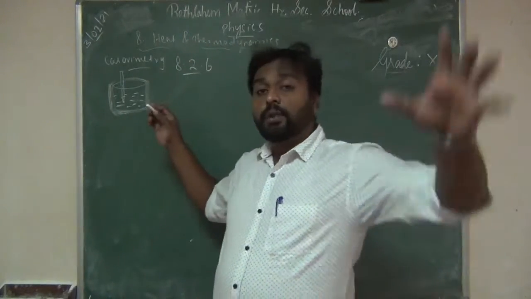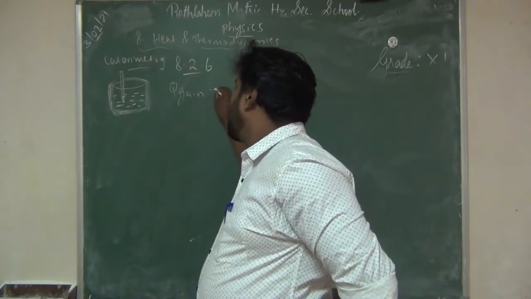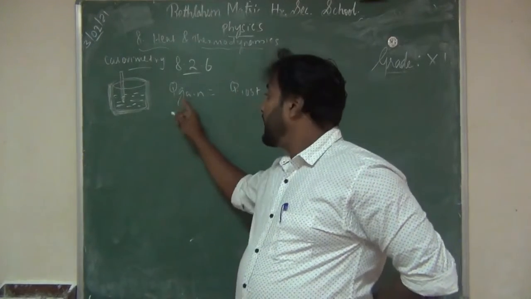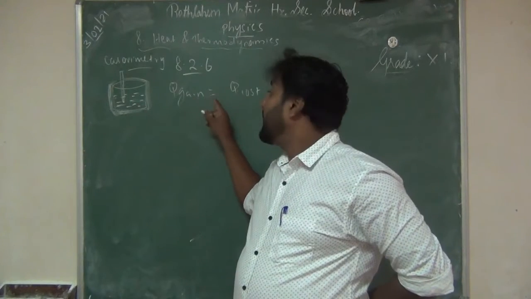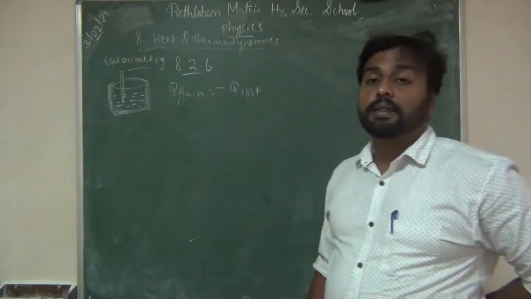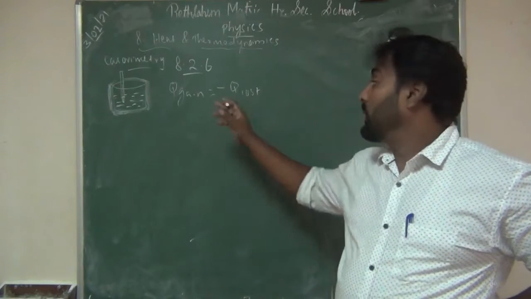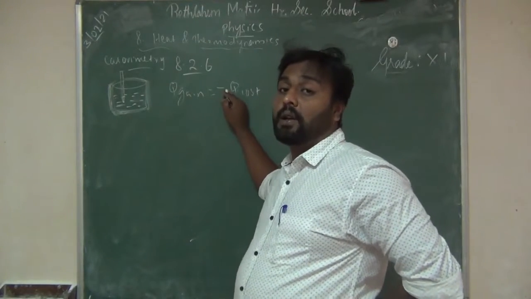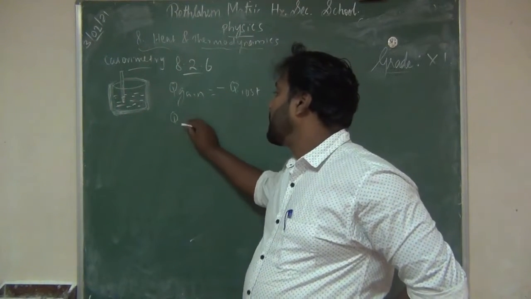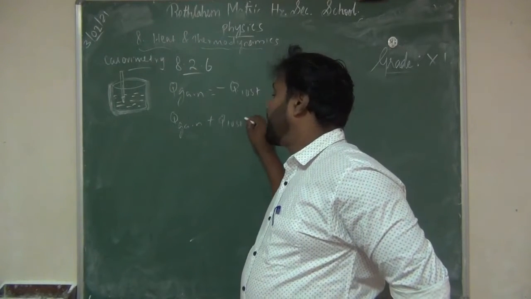So based on this we can write an equation: Q gain is equal to Q lost. The heat gained by the cold body is equal to the heat lost by the hot body, and here a minus sign is used. It is due to the loss. Due to the heat loss we are using minus. So we can write this equation as Q gain plus Q lost equal to 0.